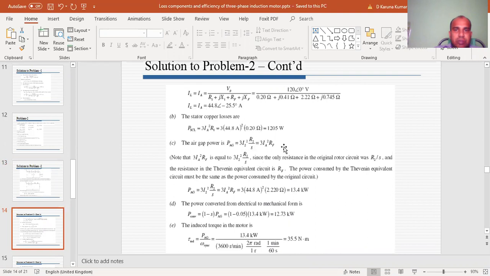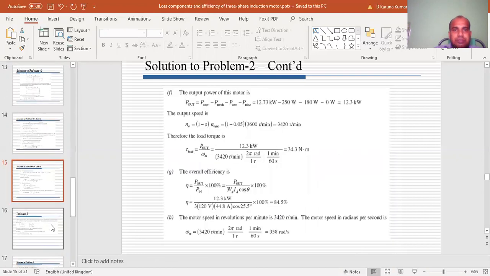The air gap power equals 3 into I2 squared into R2 by S. This is the formula for air gap power. The mechanical power converted from electrical power is PM equal to (1 minus S) into air gap power. And the induced torque is equal to air gap power divided by omega sync.